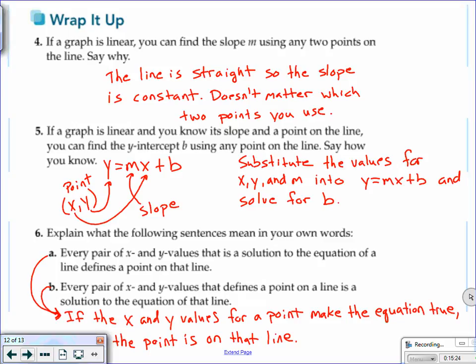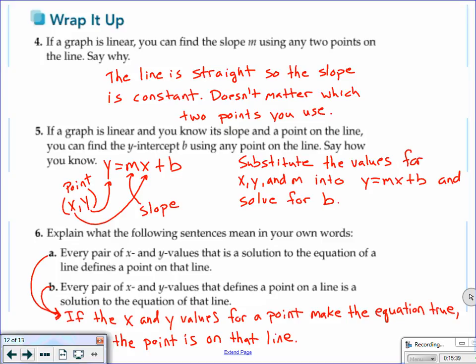Number 4, if a graph is linear, you could use any 2 points on the line, say why. Well, the line is straight, so the slope is always going to be the same. It doesn't matter which 2 points you use, and it's because the line's straight.